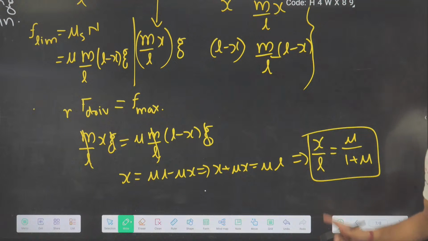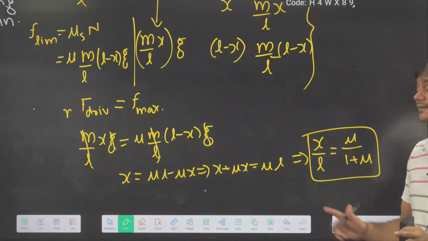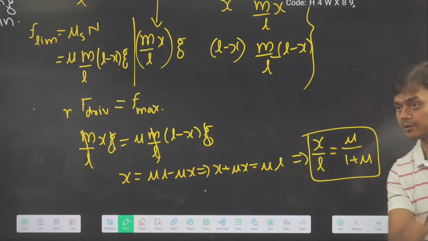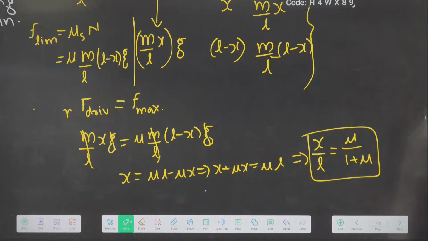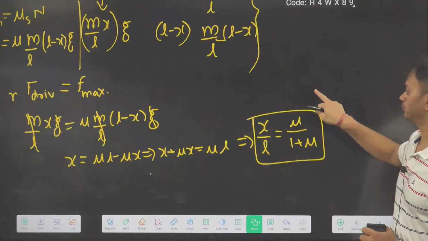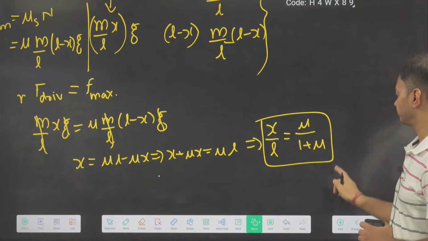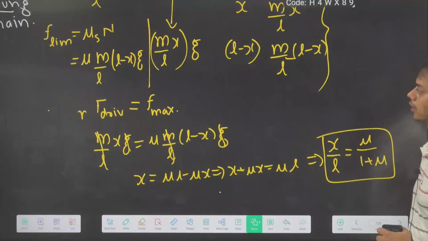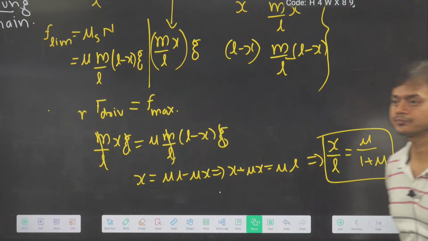If x is less than this, the object will not move. If x is greater than this, the object will definitely move. This is the condition. I think you have copied.